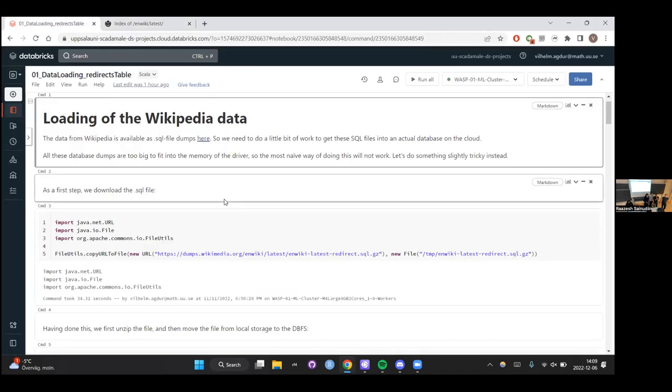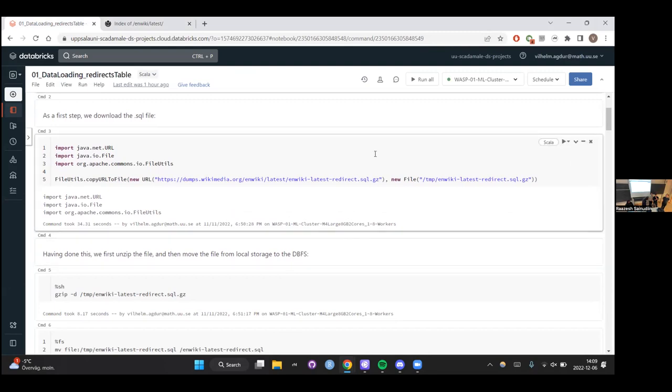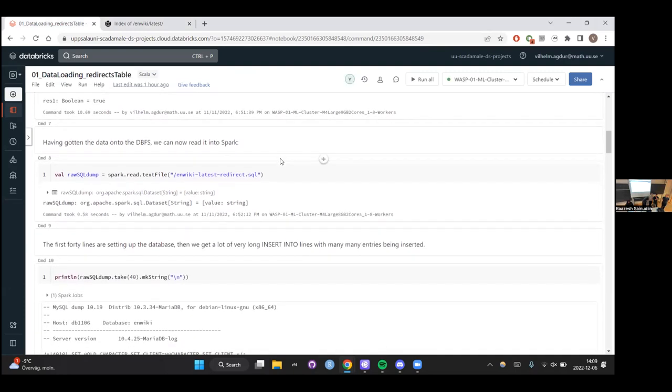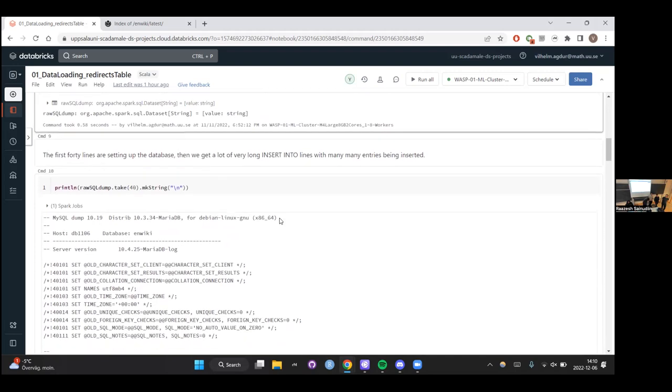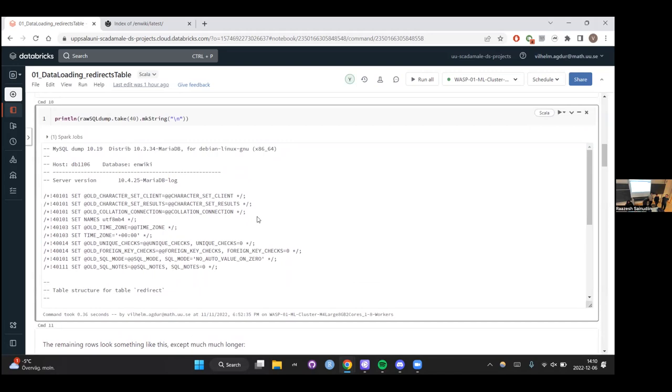The problem is Wikipedia is quite large, as you might have noticed at some point. So we need to do something somewhat, well, not clever, but at least not completely naive to load this data. So we download it, unzip it, read it into our Databricks file system instead of just sitting on the driver. We had a discussion on the Canvas page about how to do this. And this method works. And here is what the files look like. This is the first 40 rows or so.